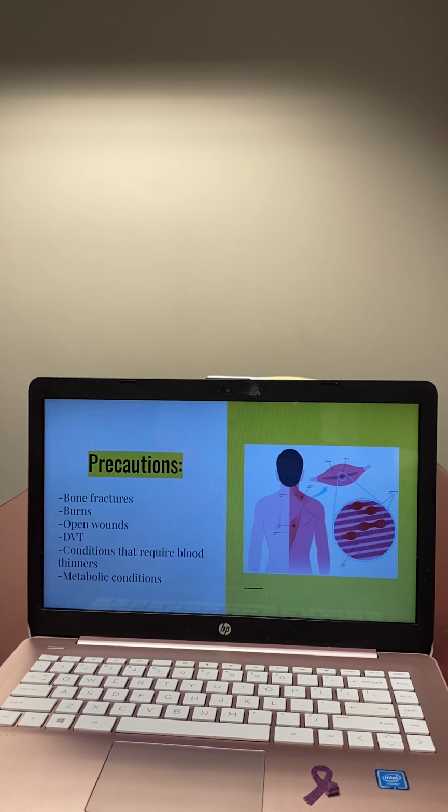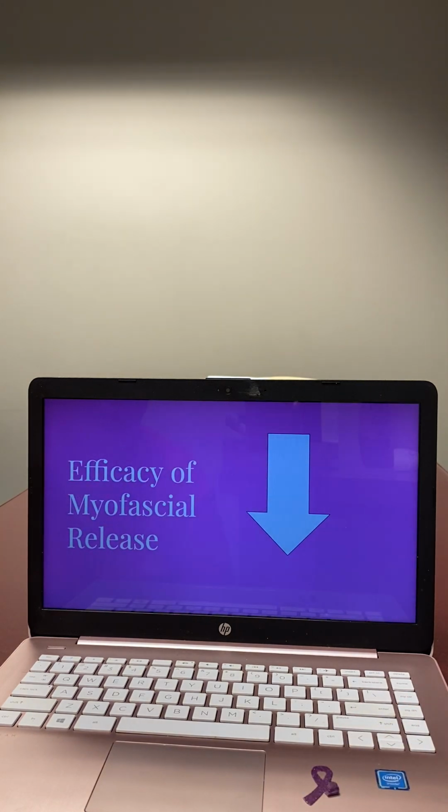And then DVT, obviously, if we're going to be working anywhere where they have known DVT, it's just something you want to be cautious about. Just make sure you have it in the back of your head. Make sure you're paying attention to signs and symptoms. And then conditions that require blood thinners and metabolic conditions. So basically the efficiency of myofascial release.